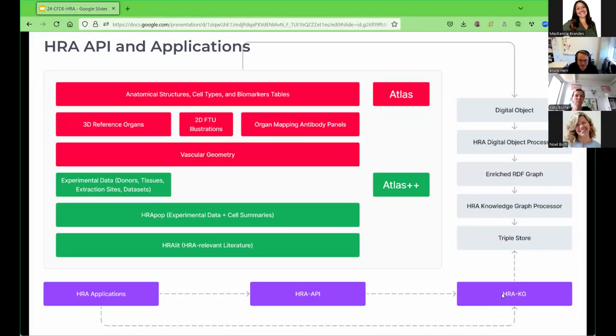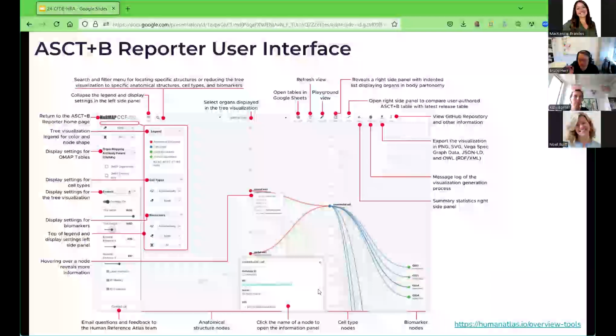So then on top of the HRA KG, we have these APIs so that they can query using SPARQL to create more programmer-friendly interfaces, REST-based interfaces essentially. And then our HRA applications either query the HRA API or query the HRA KG with SPARQL directly. So that's how we sort of build up from our data to user interfaces and applications. So I'll just very quickly, as we're starting to run out of time, just go through some of these interfaces.